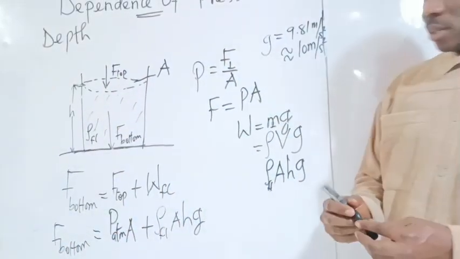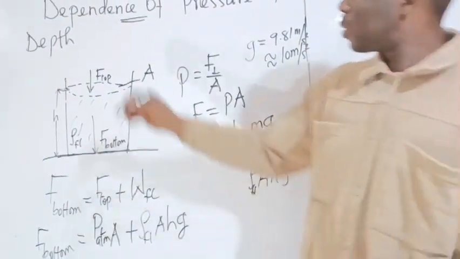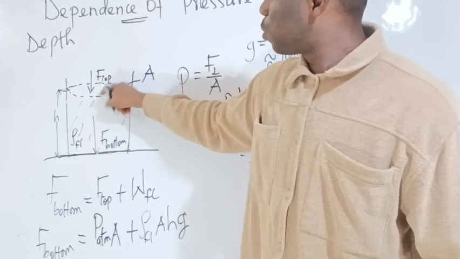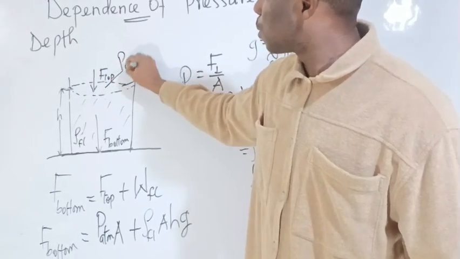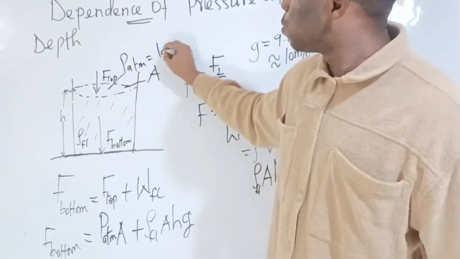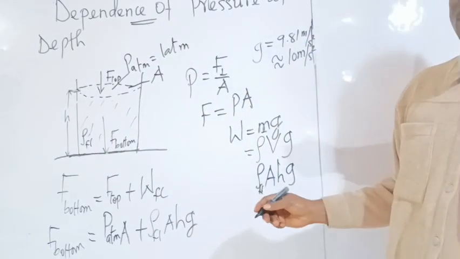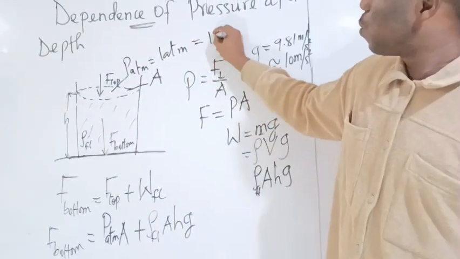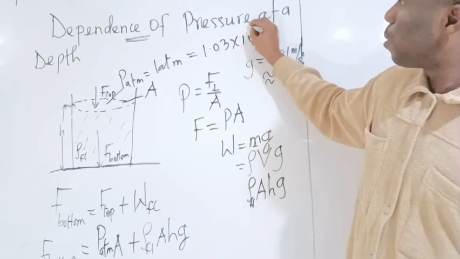Now, what I'm particular about is, I do know that the atmospheric pressure right here, since it's exposed, the atmospheric pressure right here is 1 atmosphere. And of course, I could convert this to SI units. This is exactly 1.03 times 10 raised to the power 5 Pascal.